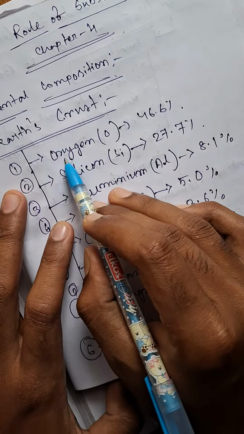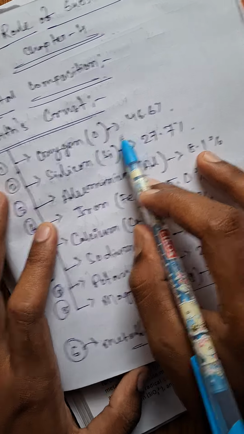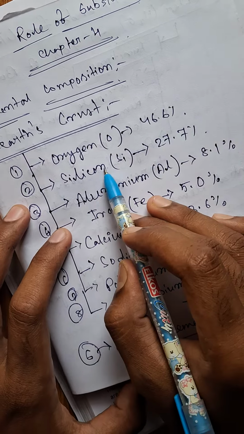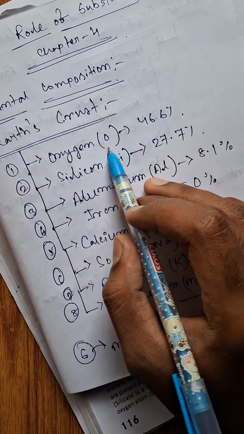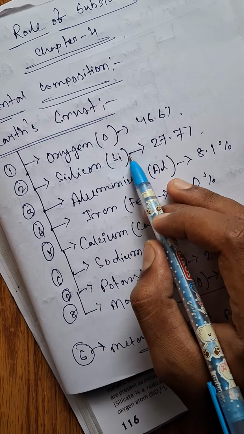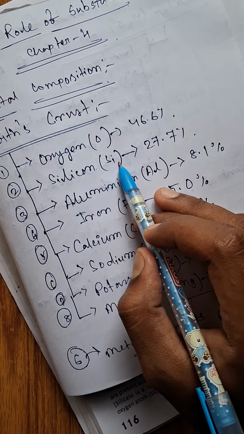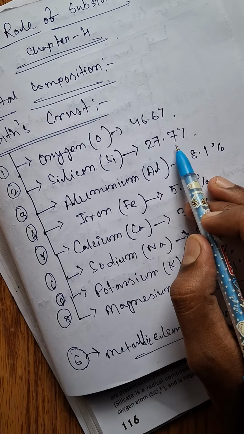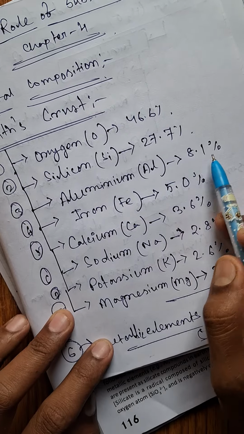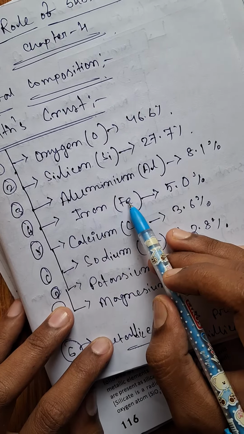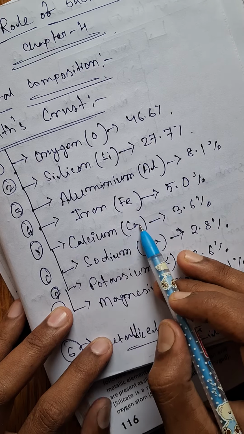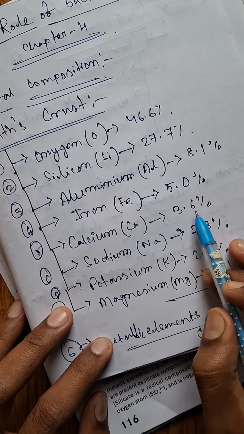First of all is oxygen. Oxygen is 46.6%. Next, silicon. You should read the formula of each element also. Oxygen is O, silicon is Si. Silicon, Si, is almost 27.7%. Aluminium, which is Al, is 8.1%. Then iron, whose symbol is Fe, is almost 5%. Then calcium, symbol Ca, is almost 3.6%.